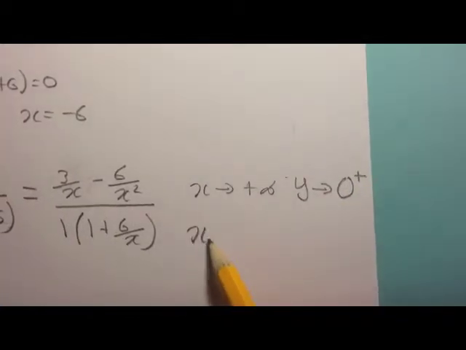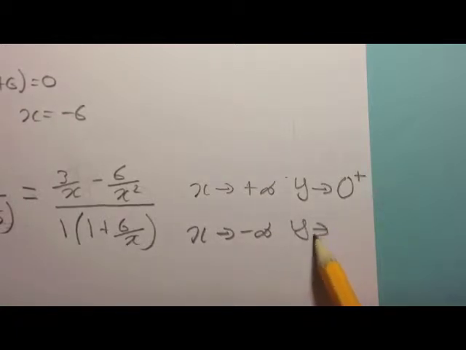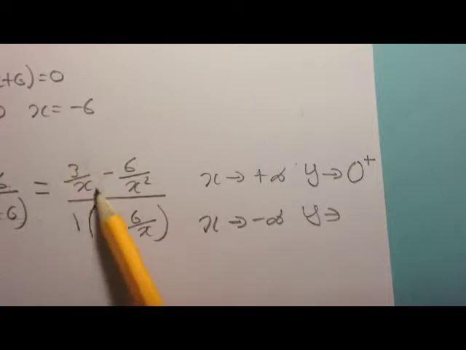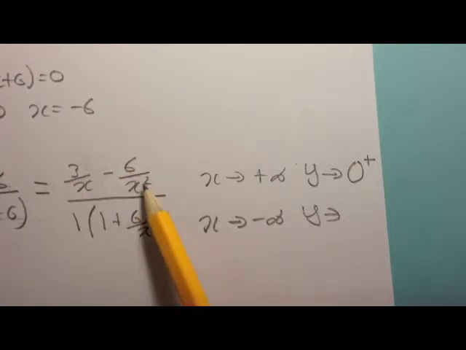Similarly, if we say as x tends to minus infinity, y will tend to, and again, as we tend to minus infinity, this term will be negative. This term will still be negative because negative infinity squared will be a positive value.